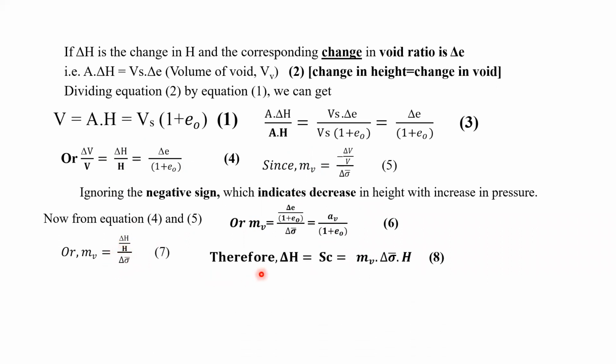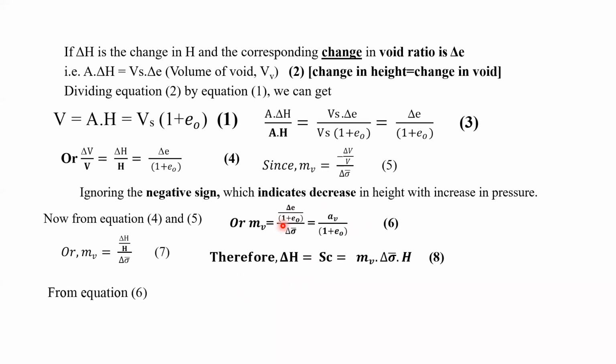So further, if you simplify, delta H will be equal to mv into delta sigma bar into H. So this is also one of the important equations for the consolidation settlement. Sometimes in the numericals it is asked: suppose mv is given, change in effective stress is given, the thickness of the sample or thickness of the soil is given, then how much settlement is going to take place, we can also calculate by this equation.